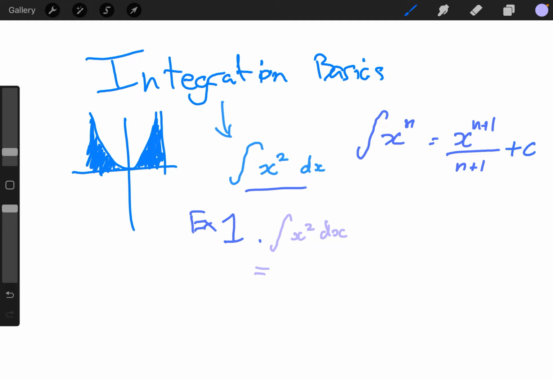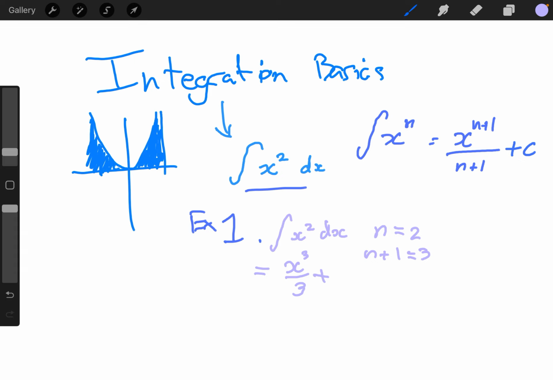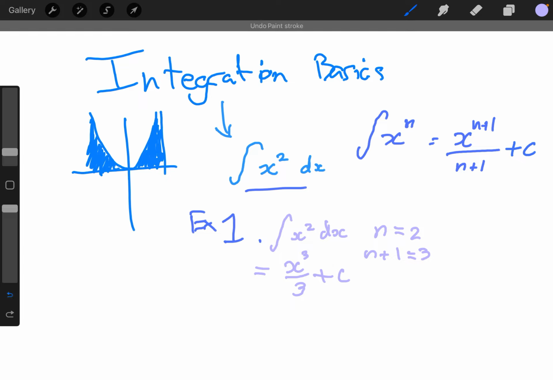So x squared. So n in this situation is 2. So n plus 1 is equal to 3. So therefore, the integral is simply x cubed over 3. And what this is, it's pretty much the function that will give us the area under it. So yes, plus c. Remember the plus c, or you'll probably get marked down.